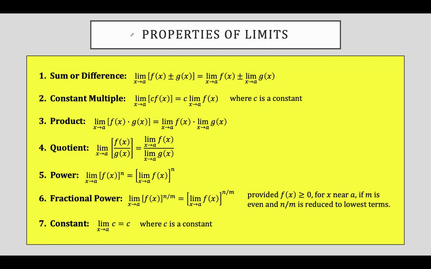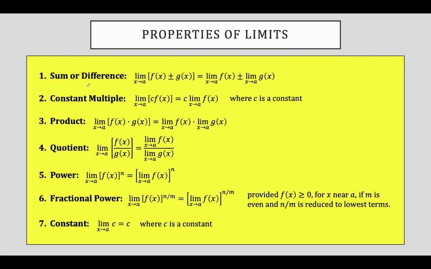Here you will see a list of 7 different properties of limits that will help us in evaluating limits down the road. Now, this list may seem intimidating at first, all right? But as we go through them, you might recognize these rules are not all that complicated.